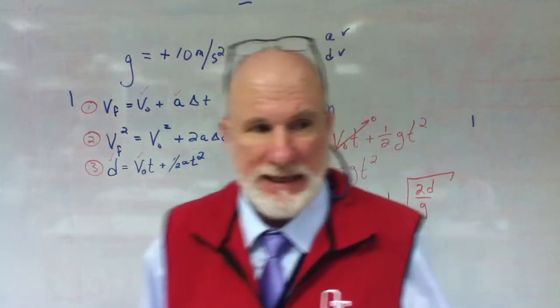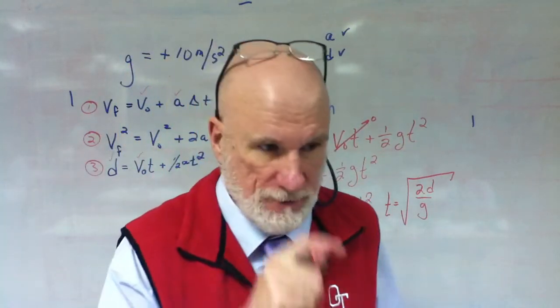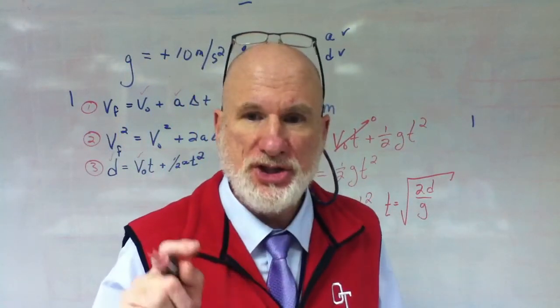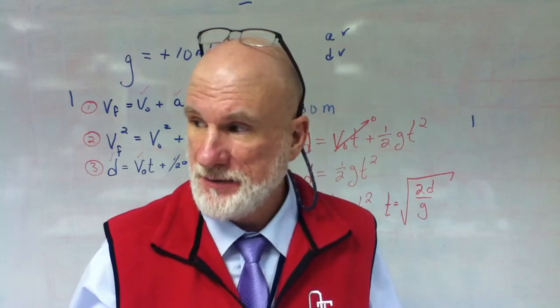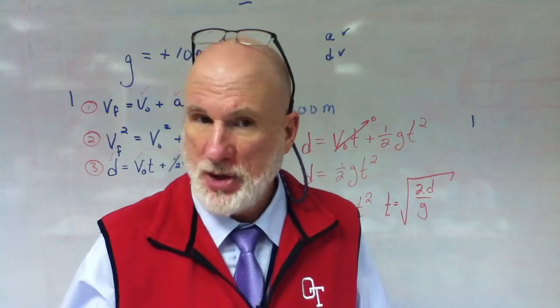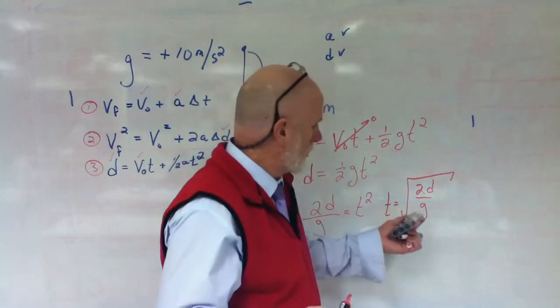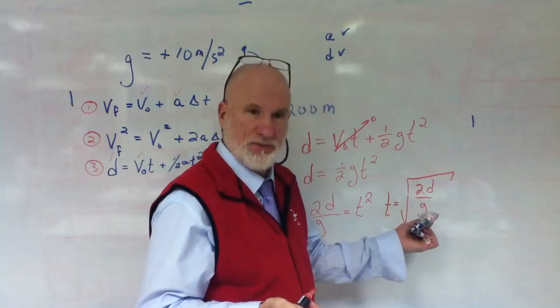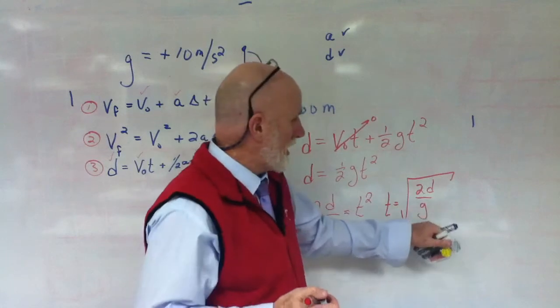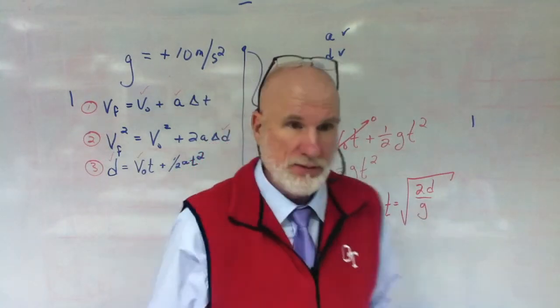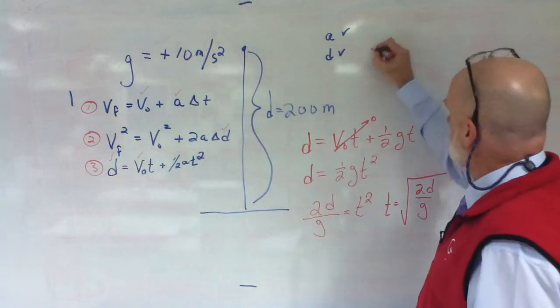We can reduce that even more for free fall. For free fall, what's g always? G is a constant. It's 10, right? So what's 10 divided by 2? 1 over 10 is 1 over 5, right? So do you see how I can reduce this equation? Okay? I can reduce this equation.